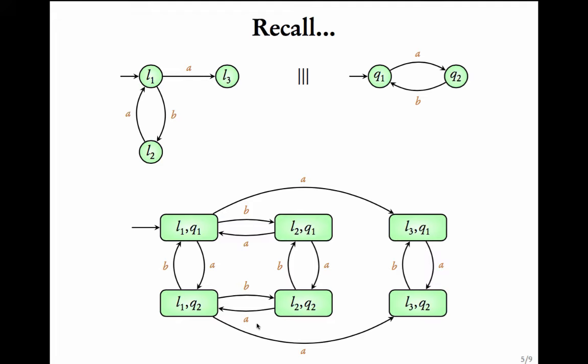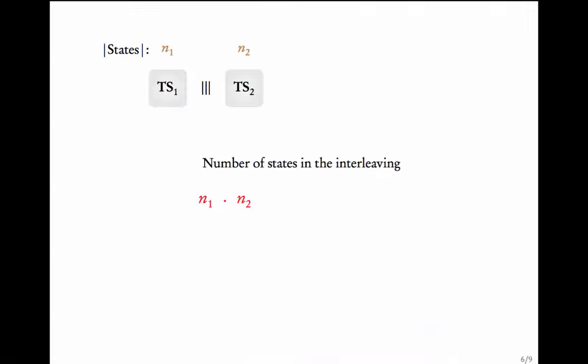This is fairly standard, and we have explained how to construct the transitions in a previous unit, so you can have a look at it. The main point that I want to recall is that the number of states in the interleaving is going to be the product of the number of states in this transition system and the number of states in this transition system. This is what I was explaining in the previous slide.